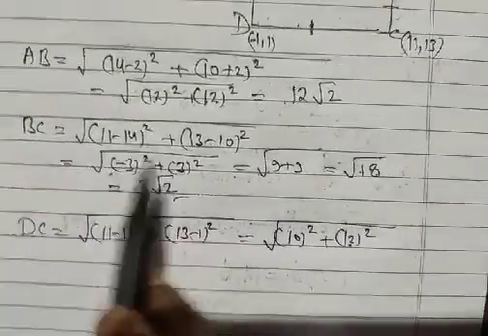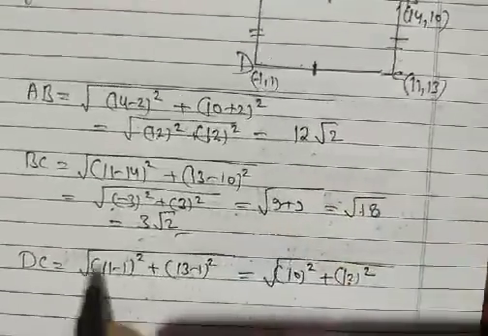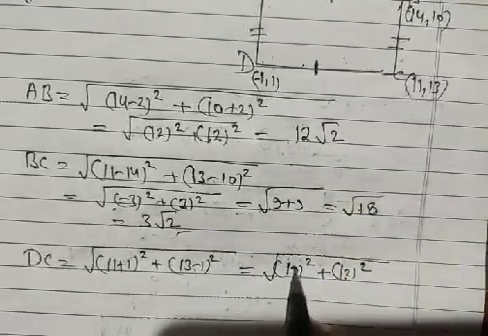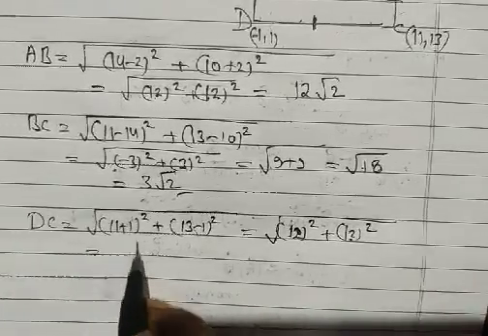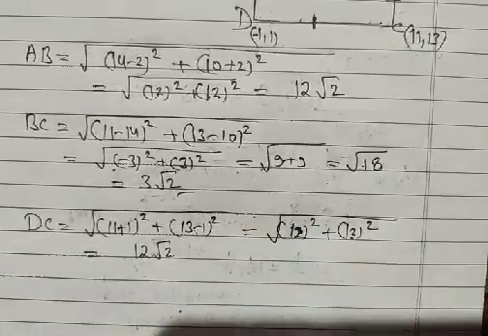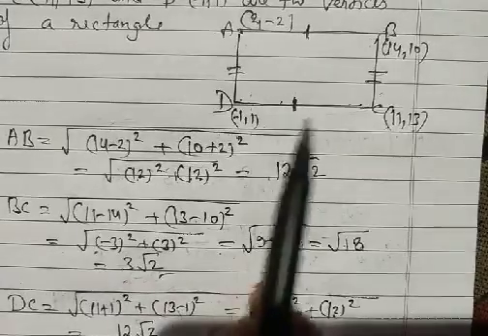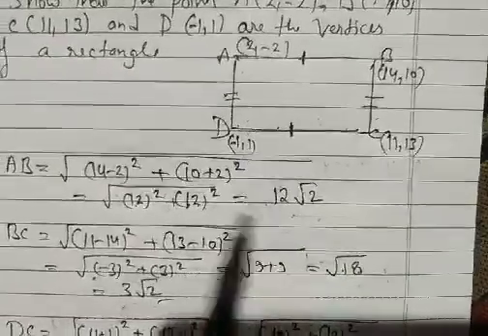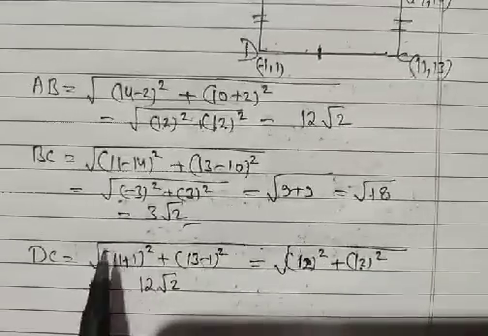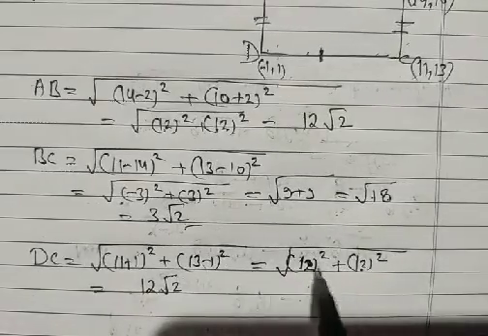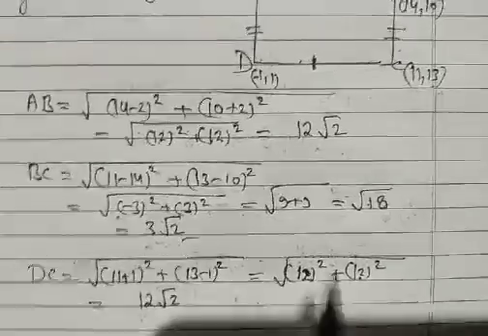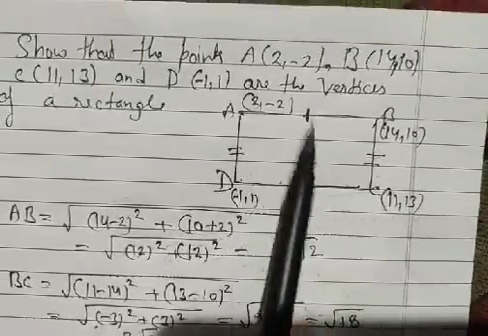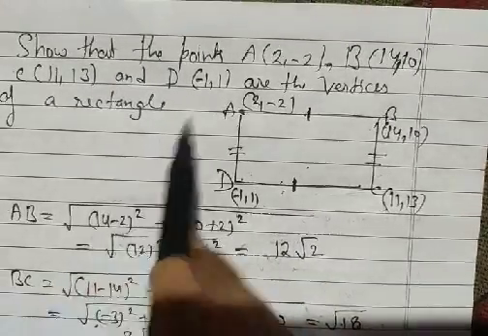Then take 11 minus (minus 1), it's 12 square plus 12 square. After solving we get 12 root 2. I got a doubt, because our AB is 12 root 2, but when we solve DC, it's 10 square plus 12 square, which cannot be equal to 12 root 2. But it's a parallelogram, so opposite sides must be equal, and that's why there is a minus sign error there.